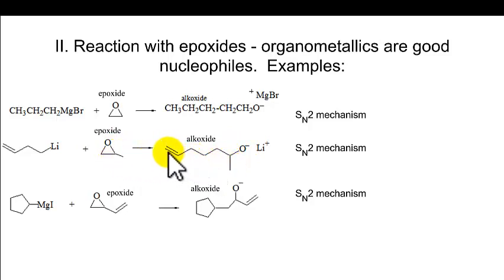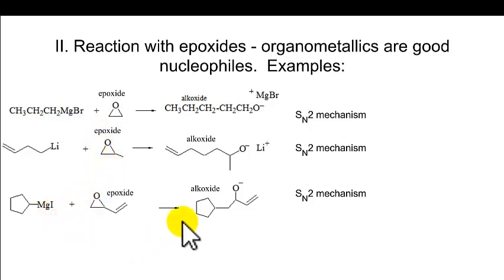So we now end up with a chain that's 1, 2, 3, 4, 5, 6, 7 carbons long. The 4 from this group and the 3 from that group becomes this alkoxide. Again, just to remind you, that's an SN2 mechanism. This carbon comes in, attaches to that carbon, pushes out that oxygen all at the same time. So it's an SN2 type mechanism.